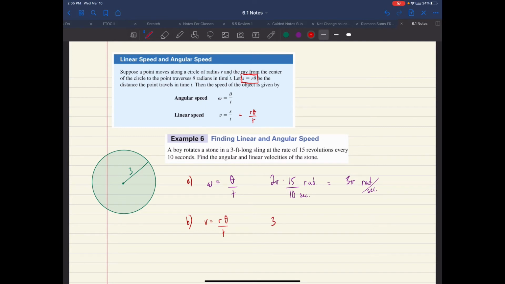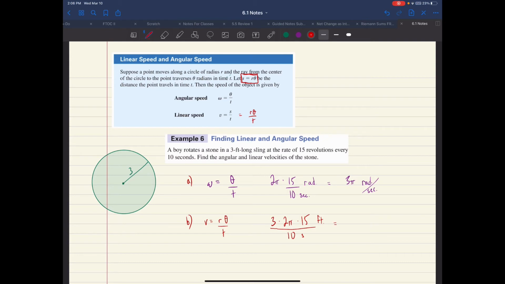Theta, if it went through that 1 revolution, that would be 2 pi. But it tells us it does this 15 times. And then it says it does it every 10 seconds. Okay, so you have to remember this is in seconds in the denominator and this is in feet in the numerator. And it's in feet because we have introduced the length 3. So our units would be feet per second.